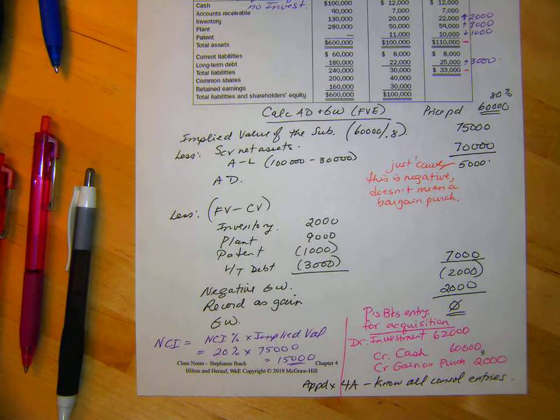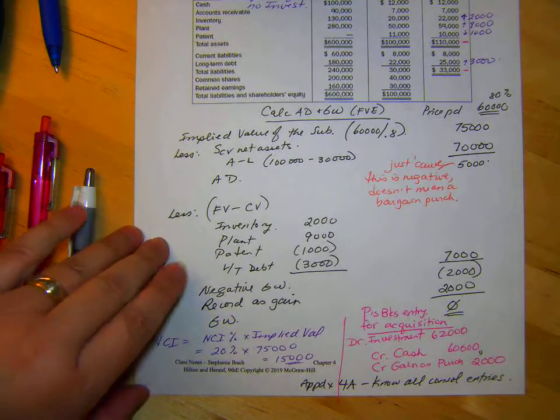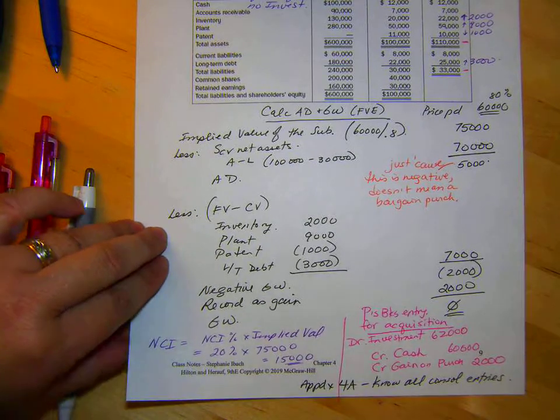On the next page, you'll see the direct method. If you want to put debits and credits and draw a line down the middle and make it into debits and credits, that's fine with me. It won't matter on the Connect exam.